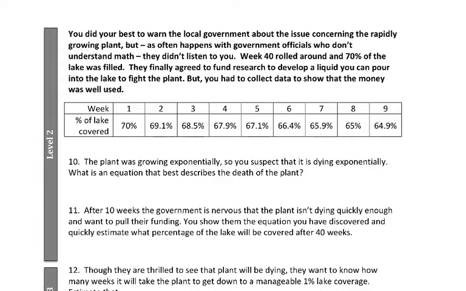Okay, same exact idea with level 2. We've got our x and y, with these questions on the back, so that's going to be L1 and L2, and you're going to follow through with that.